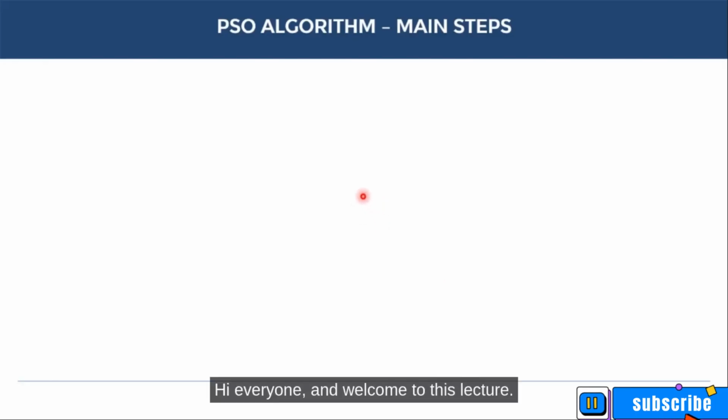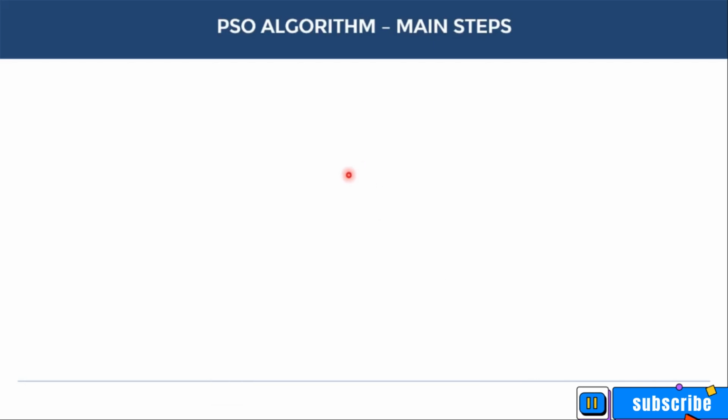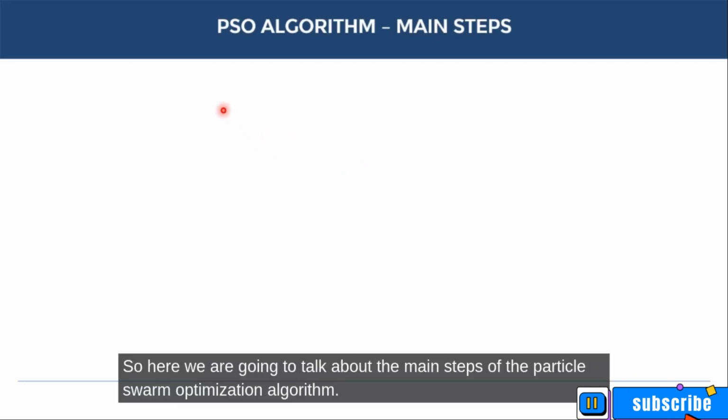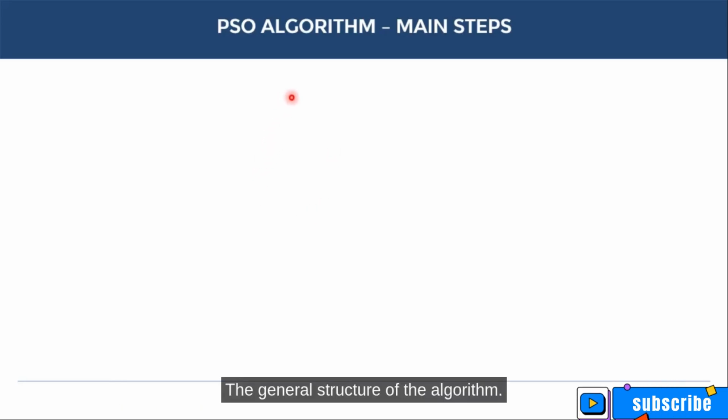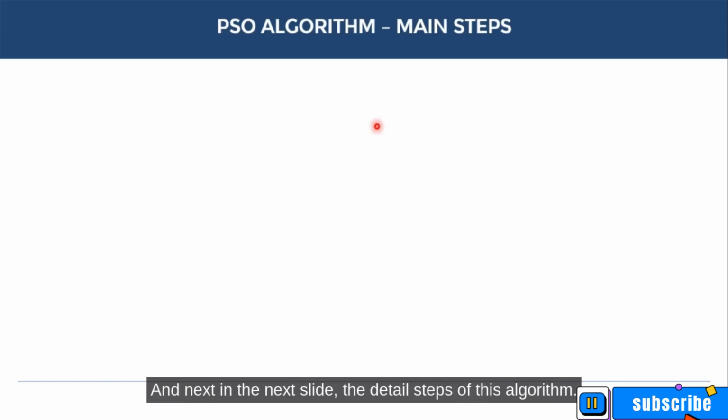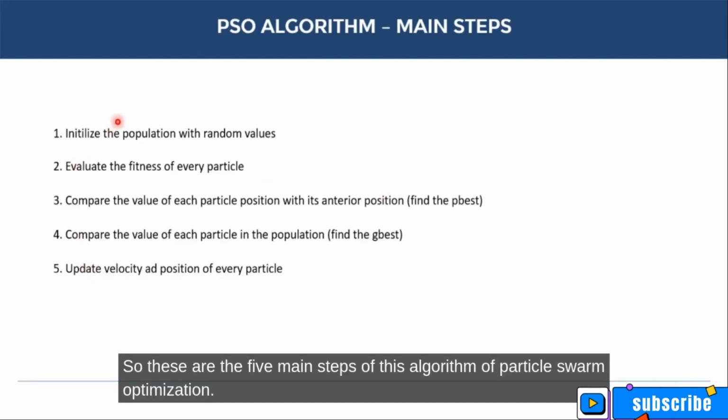Hi everyone and welcome to this lecture. So here we are going to talk about the main steps of the particle swarm optimization algorithm, the general structure of the algorithm, and next, in the next slide, the detailed steps of this algorithm. So let's get started. So these are the 5 main steps of this algorithm of particle swarm optimization.